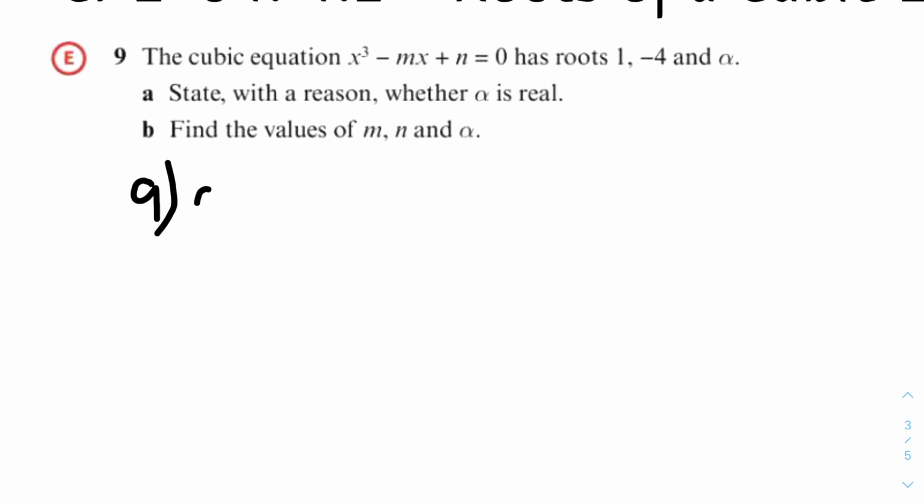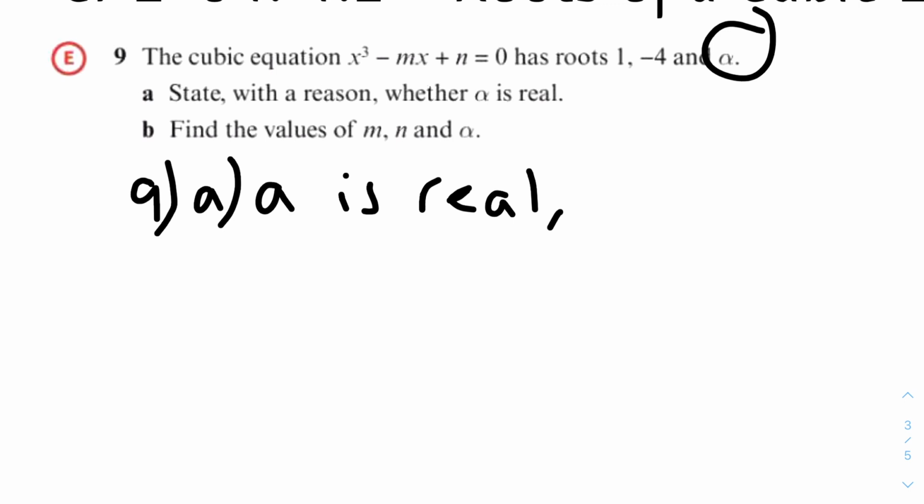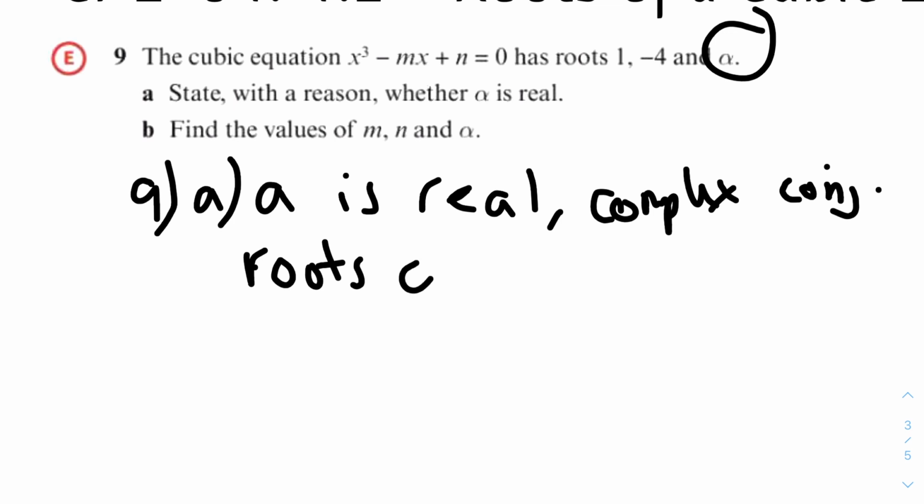Alpha is real because we know that all complex roots come in complex conjugate pairs, and there's only one slot left. So it must be real because it can't be a complex conjugate, because complex conjugate roots come in pairs. Like so.